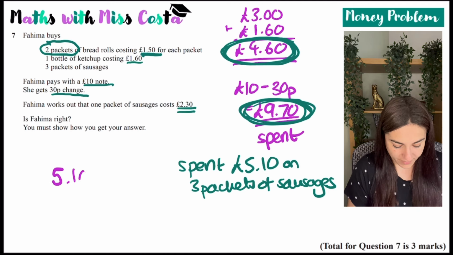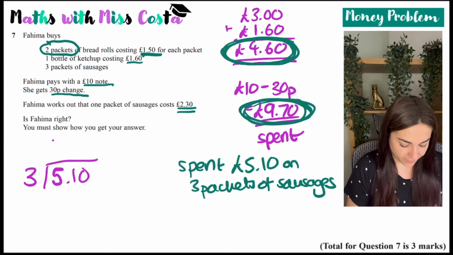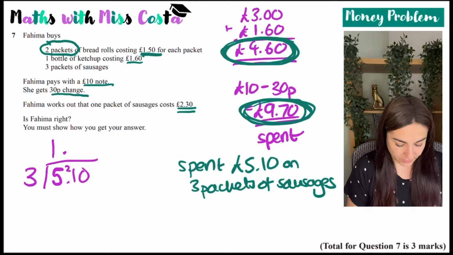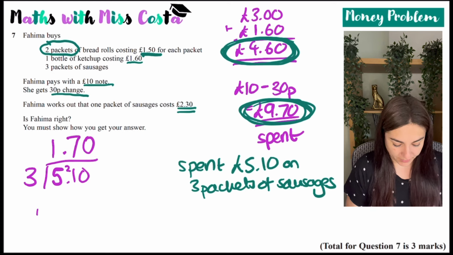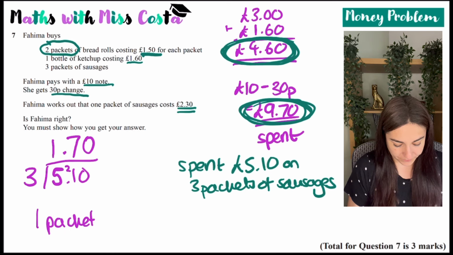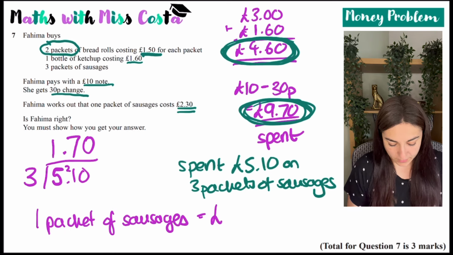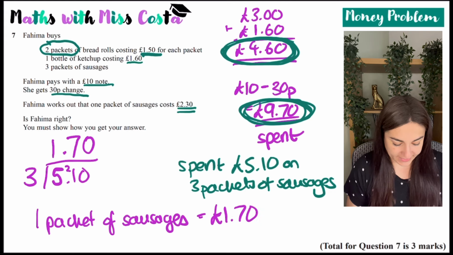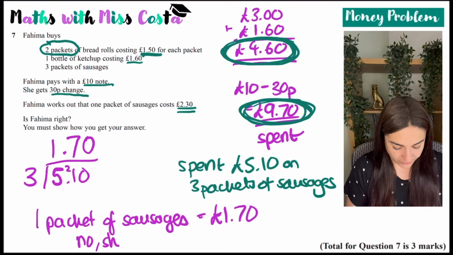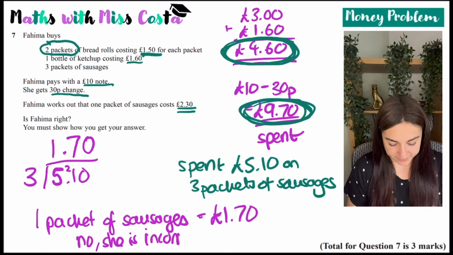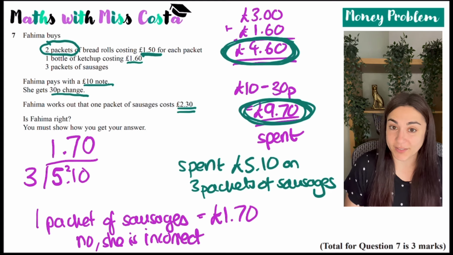So £5.10 divided by 3. How many 3's go into 5? Once, remainder 2. How many 3's go into 21? 7. How many 3's go into 0? 0. So 1 packet of sausages must equal £1.70. So is Fahima right? No, she is incorrect, as they cost £1.70.